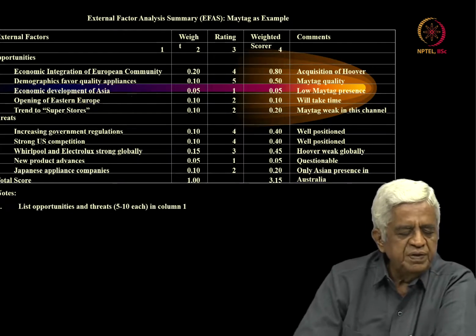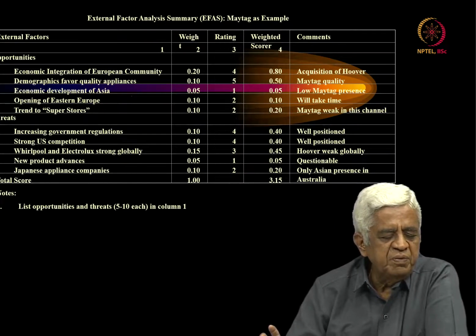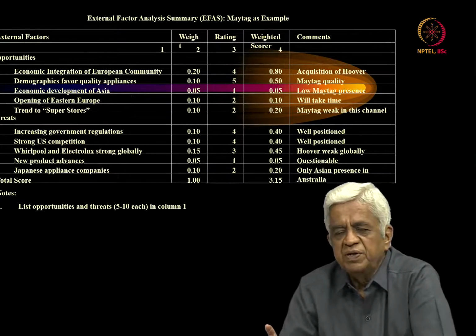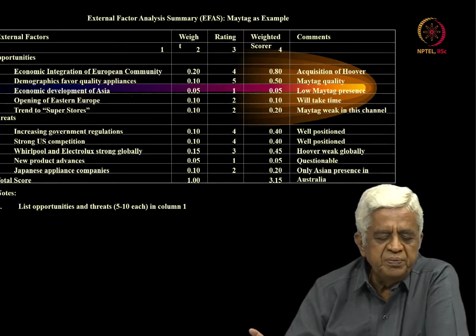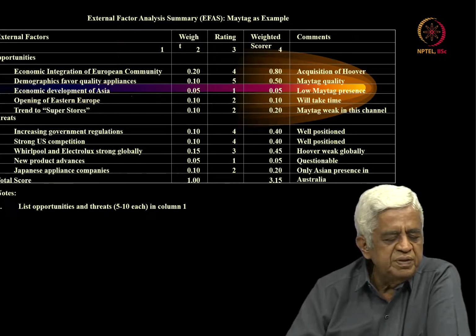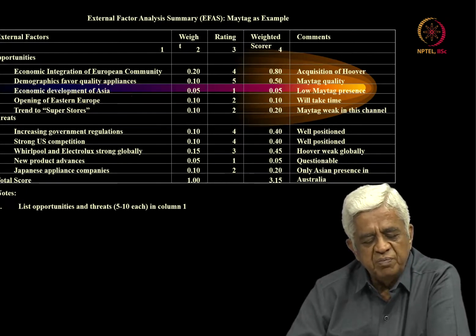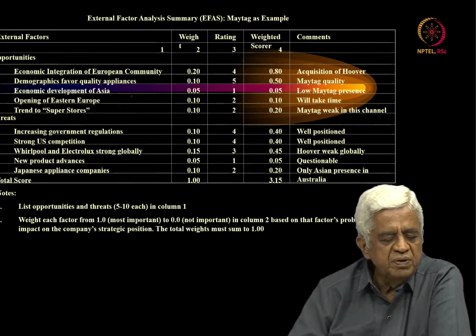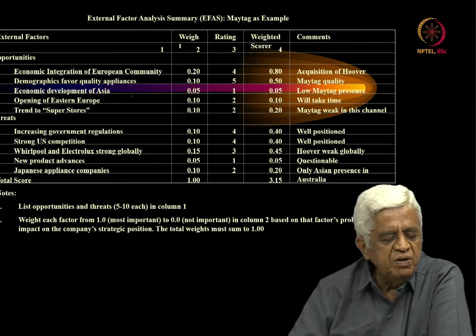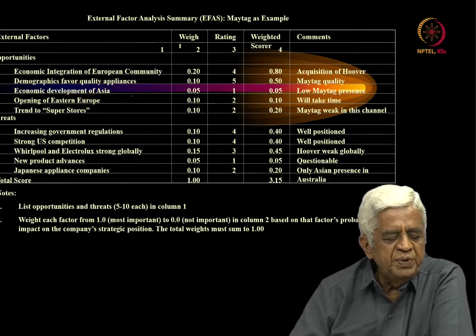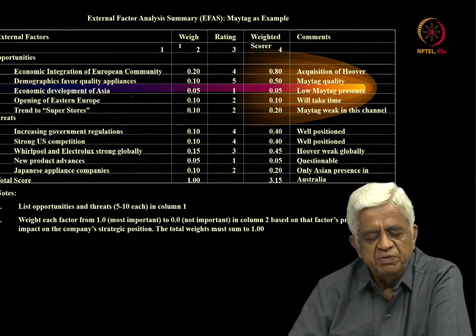If you look at this, what are the types of opportunities that were suggested to Maytag? One was economic integration of the European community. For that they gave a weightage of 0.2. Then the second one was demographics favor quality appliances, again 0.1 for this. Then the economic development of Asia, 0.05. Opening of Eastern Europe, 0.10. Trend to superstores, 0.10.